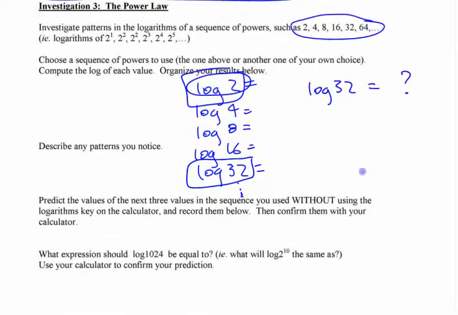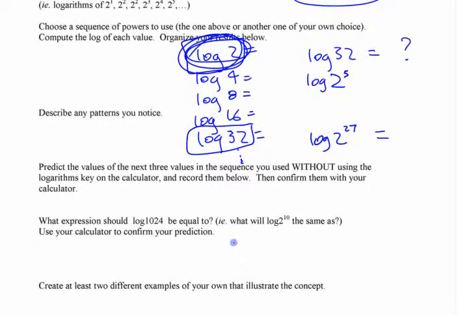In other words, if I asked you, like this is log of 2 to the 5th. If I asked you what log of 2 to the 27 is, I want to know how I can get it just from log of 2. That's the goal here. Okay? I've got to take log of 2 and do something to it to figure it out. That's what you're looking for as the rule.